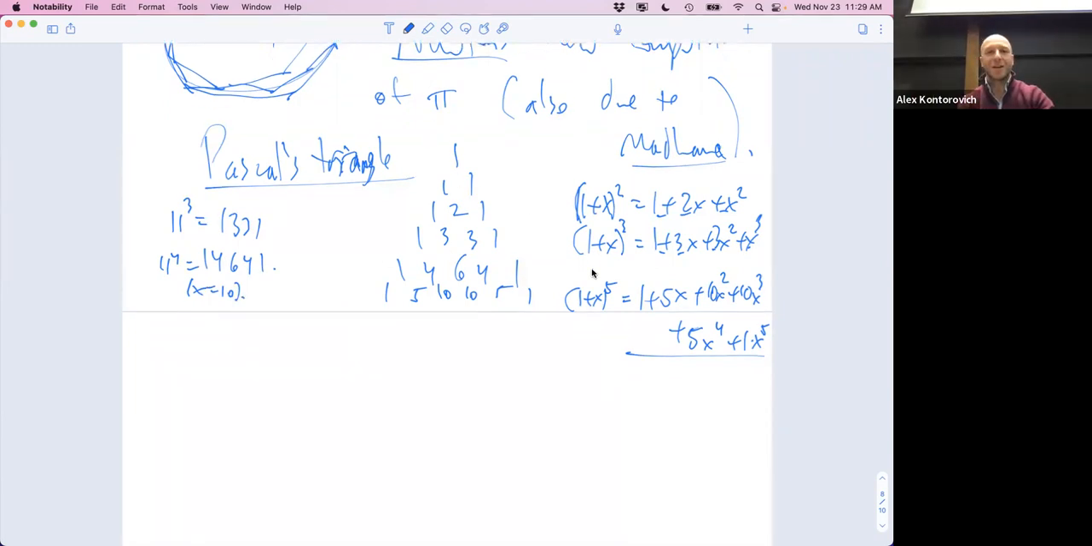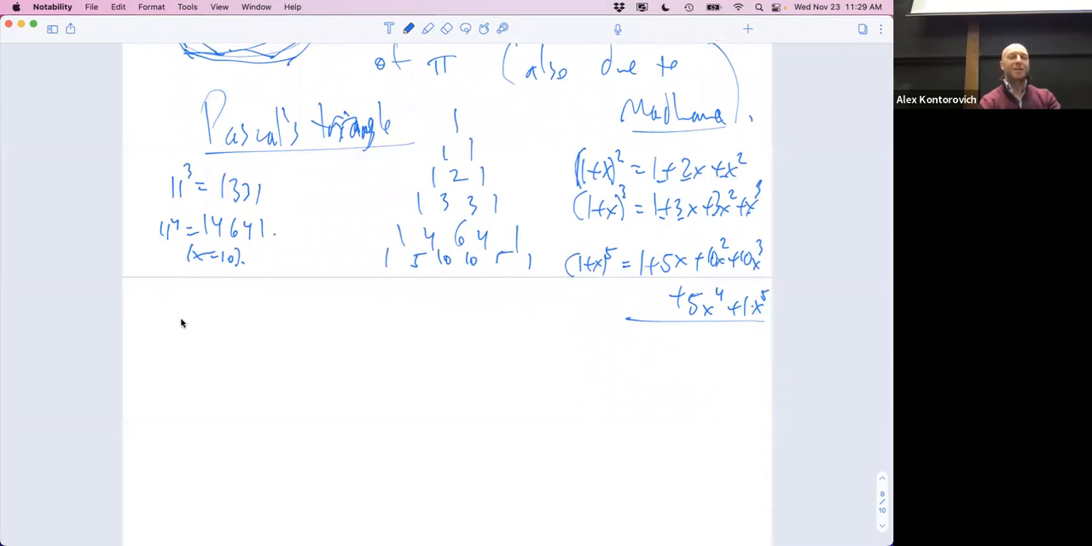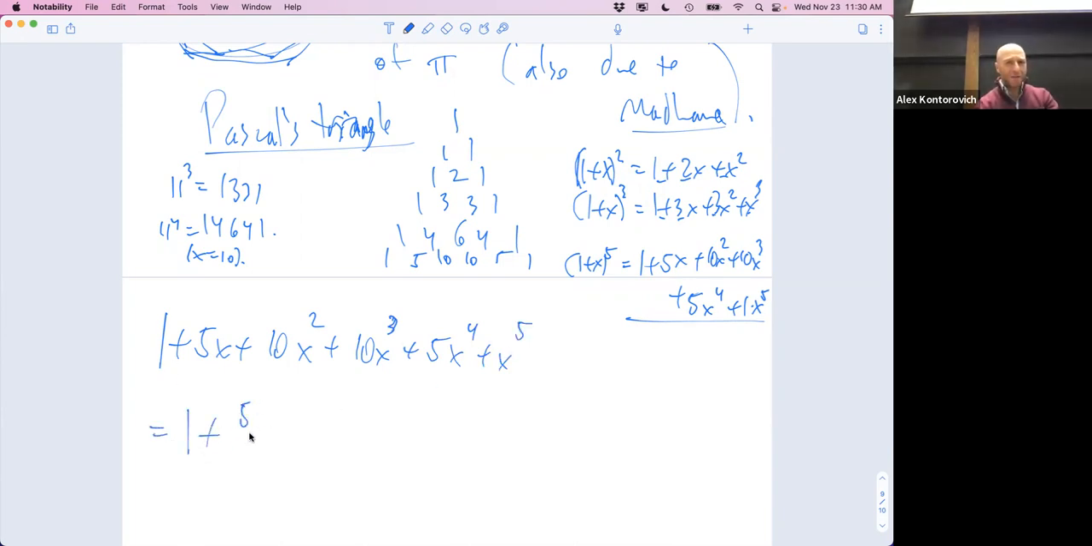Anyway, so Newton's trying to understand. Newton says, how do I figure out what these coefficients are? Let's look at this formula: 1 plus 5x plus 10x squared plus 10x cubed plus 5x to the 4th plus x to the 5th. He says, here's how we're going to think about this. There's a 1. There's a 5 over 1 x. There's a 5 times 4. Maybe you've seen this, binomial coefficients.